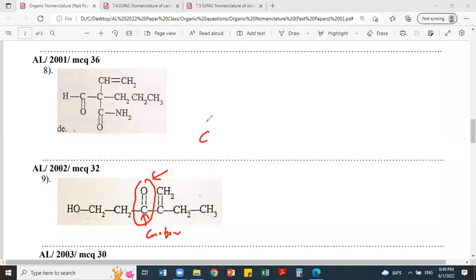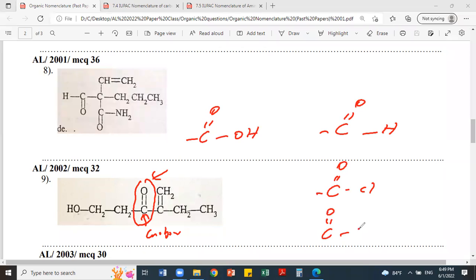This group is present in carboxylic acid. This group is present in ketone. This carbonyl group is present in aldehyde, right? This carbonyl group is present in acid chloride. This carbonyl group is present in amide. So this is called what group? Carbonyl group, CO group, and that carbon is called the carbonyl carbon, right?